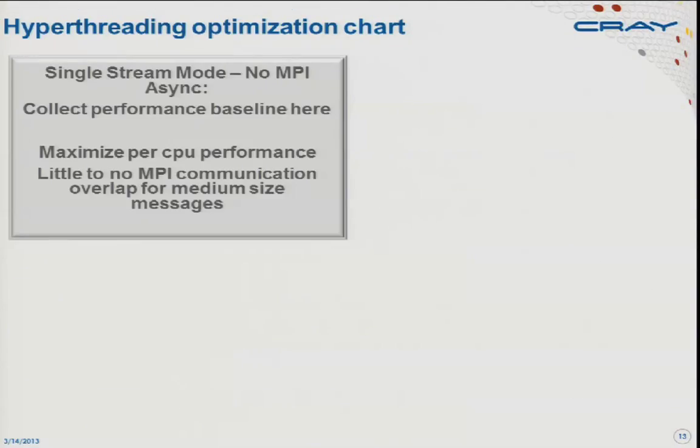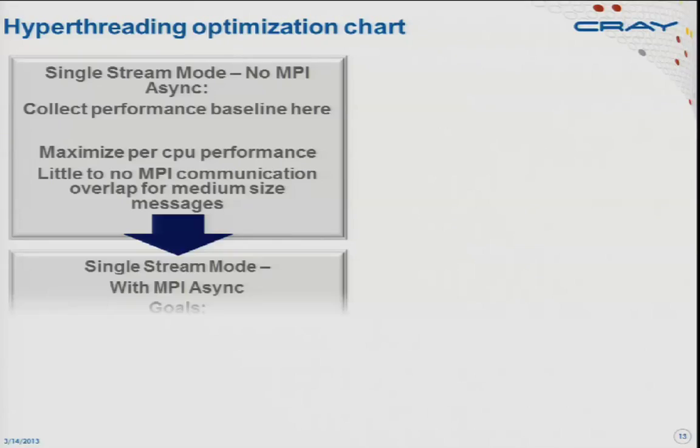So my hyperthreading optimization chart, or this is almost a high-level optimization start. You're going to start in the upper left-hand box. When you jump on the system, the default is single-stream mode, and there is no MPI async. You're going to collect a performance baseline here. Single-stream mode, remember, is kind of maximizing per CPU performance, maximizing per rank performance, if you want to think that way. There is little to no MPI communication overlap. Little to no is really a fuzzy thing here because it depends on your app as to whether or not you're already getting async. I'm not saying it doesn't happen. I'm saying it's harder to happen in this mode. But this is default. This is where you're going to start to run.